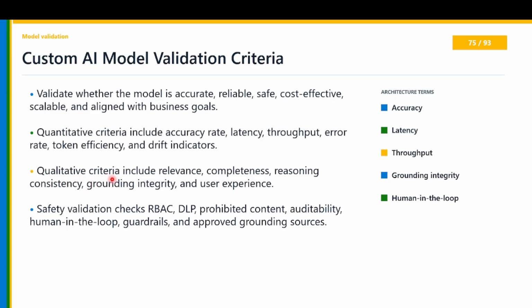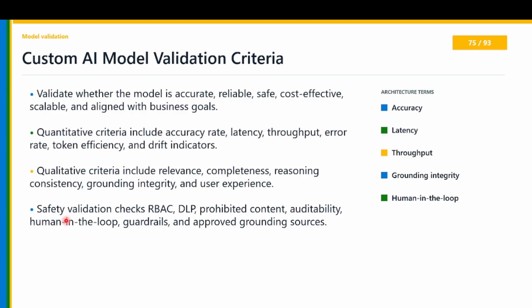Then we have qualitative criteria. These are textual analysis of the model. You can analyze this by collecting logs from the model. You can use the conversation, the reasoning, and the outputs of the model to validate the agent qualitatively. Qualitative criteria here include relevance, completeness, reasoning consistency, grounding integrity, and user experience.